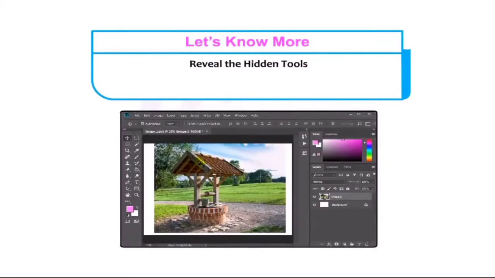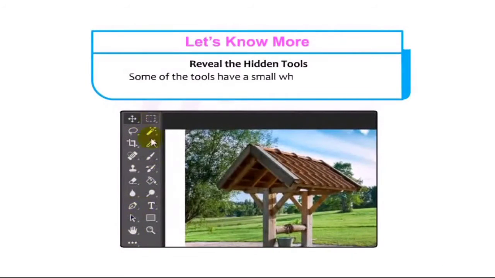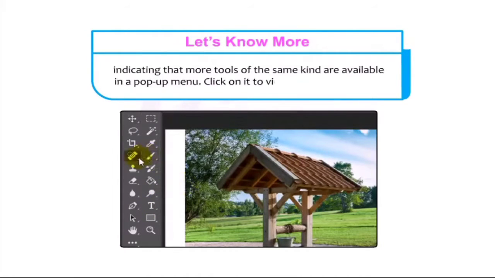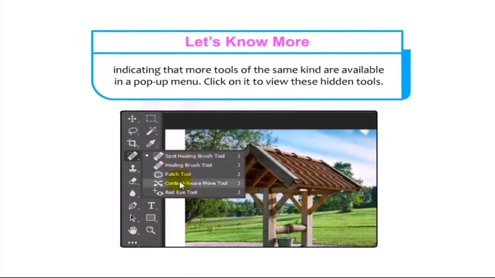Let's know more. Reveal the hidden tools. Some of the tools have a small white triangle at the bottom right corner, indicating that more tools of the same kind are available in a pop-up menu. Click on it to view these hidden tools.